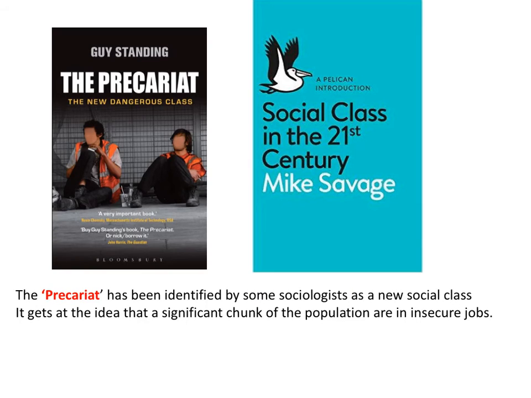So this idea of the precariat has been identified by some sociologists and economists as a new social class, and it gets at the idea that there's now a significant chunk of the population, and according to the evidence in this book, we're talking about 15% of the population, who are in very insecure jobs and positions within their life.